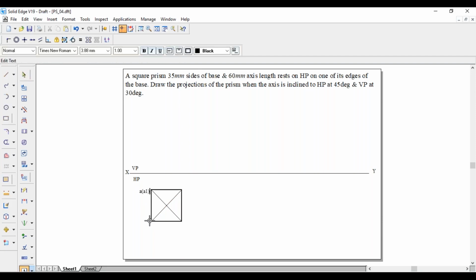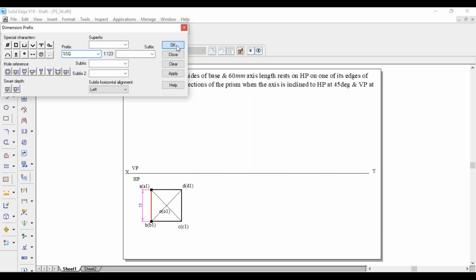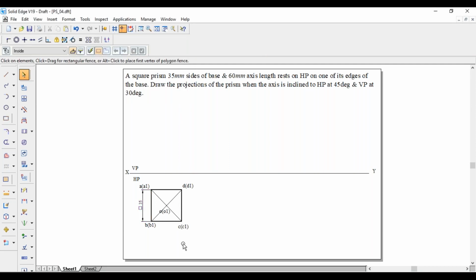A in the bracket A1, B in the bracket B1, C in the bracket C1, D in the bracket D1, and O in the bracket O1. This is 35 mm. As it is a square, we have to mention the square symbol. Now project the points to the XY line.